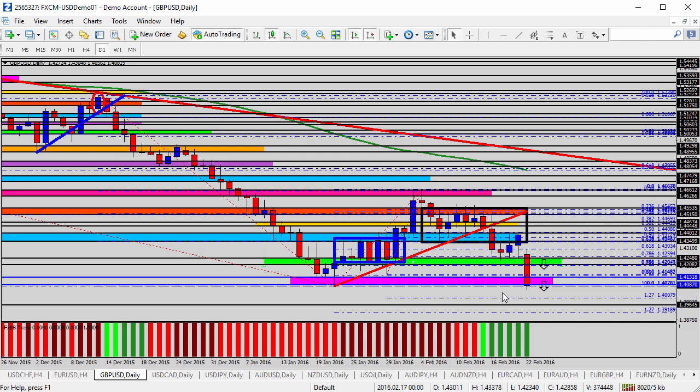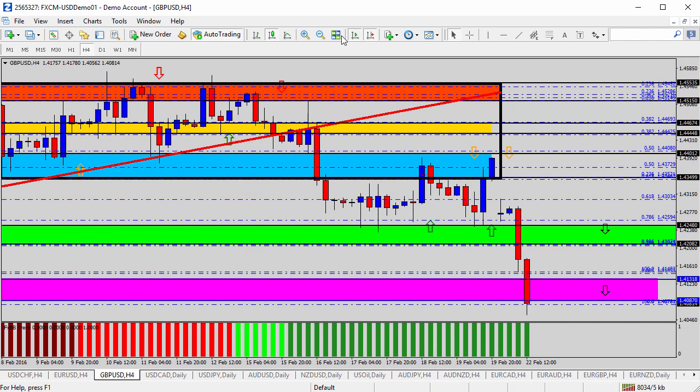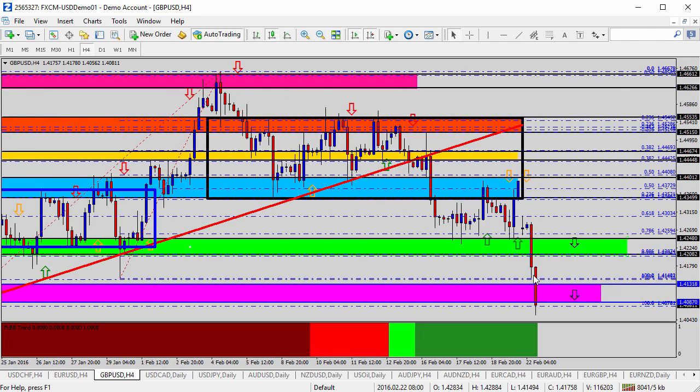I don't think there's any real reason to go long right now for the pound dollar. The 4-hour chart doesn't really change it, just gives us again a little bit more detailed zoomed in view here for the currency pair. I don't think we're going to see a push back to 1.4200 today, but the market could surprise us, so that becomes an opportunity again.